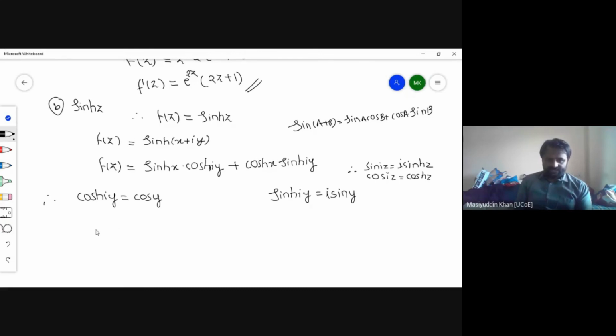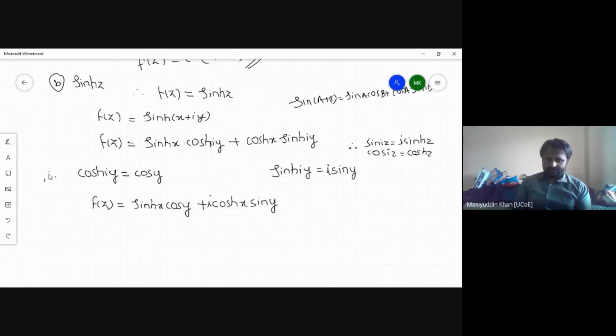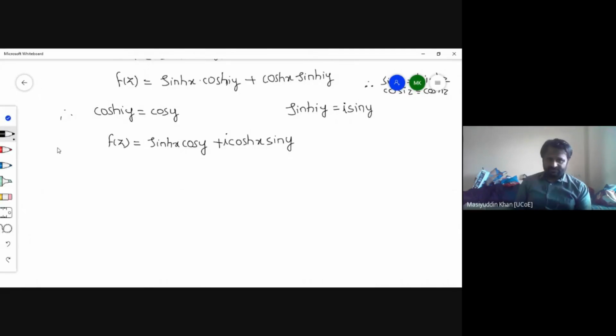So f of z is equal to sine hyperbolic of x into cos of y plus, using the relationship between hyperbolic and circular functions, these four concepts, plus cos hyperbolic of x. So sine hyperbolic I into, so I am writing here into sine of y. Now we have to separate the real part and imaginary part. So I'm just going to separate this part.